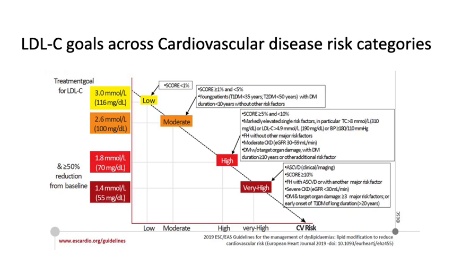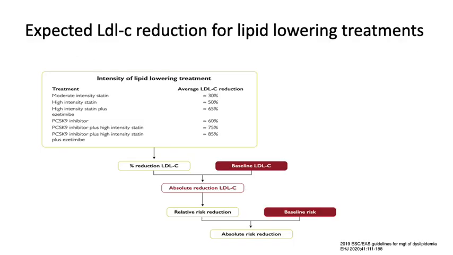Those patients who are very high risk, such as familial hypercholesterolemia patients with ASCVD, those with severe CKD, DM and target organ damage with moderate risk factors, or early onset type 1 diabetes of long duration, should target an LDL level of 55 milligrams per deciliter. The next slide shows us the extent of lipid lowering when comparing the different treatment regimens.